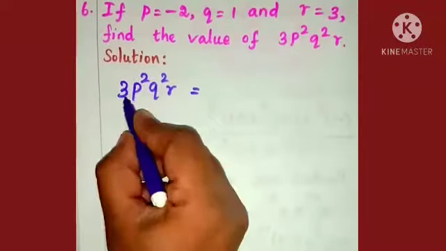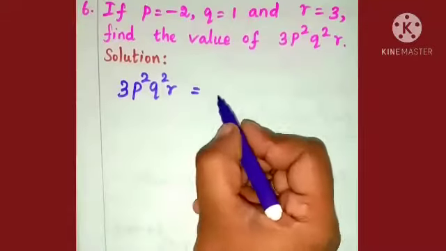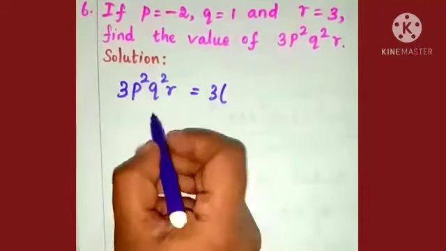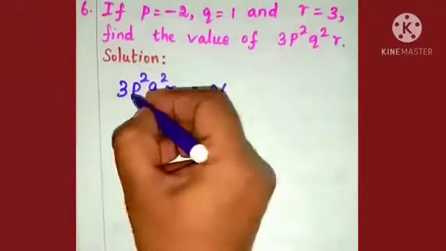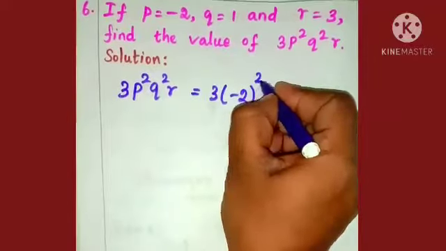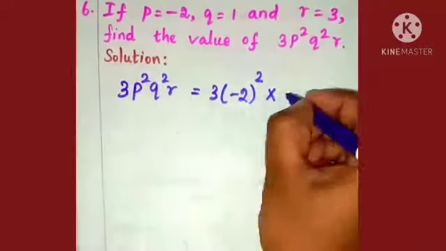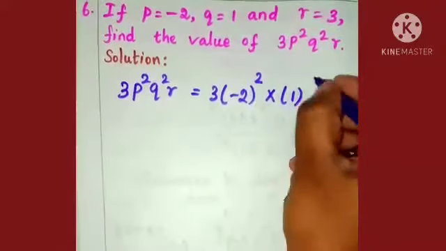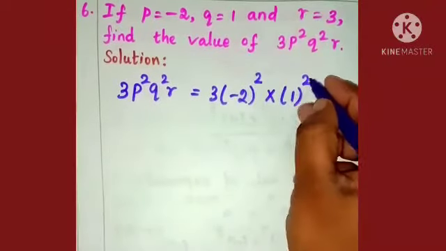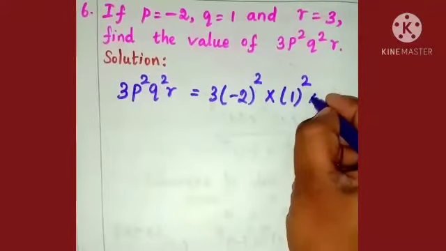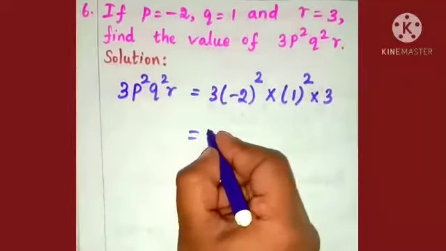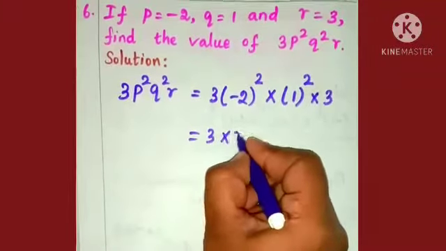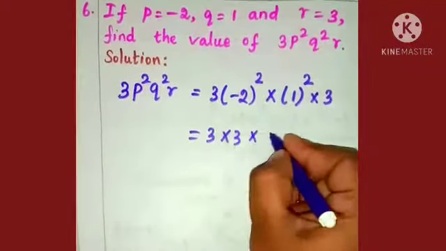And here 3p square q square r is equal to, now substituting all the known values, all the given variable values. P is minus 2 to the power of 2 into q. What is the value of q? That is 1 to the power of 2, 1 squared. And into, what is the value of r? Which is 3. Now 3 into 3 into minus 2 into minus 2.